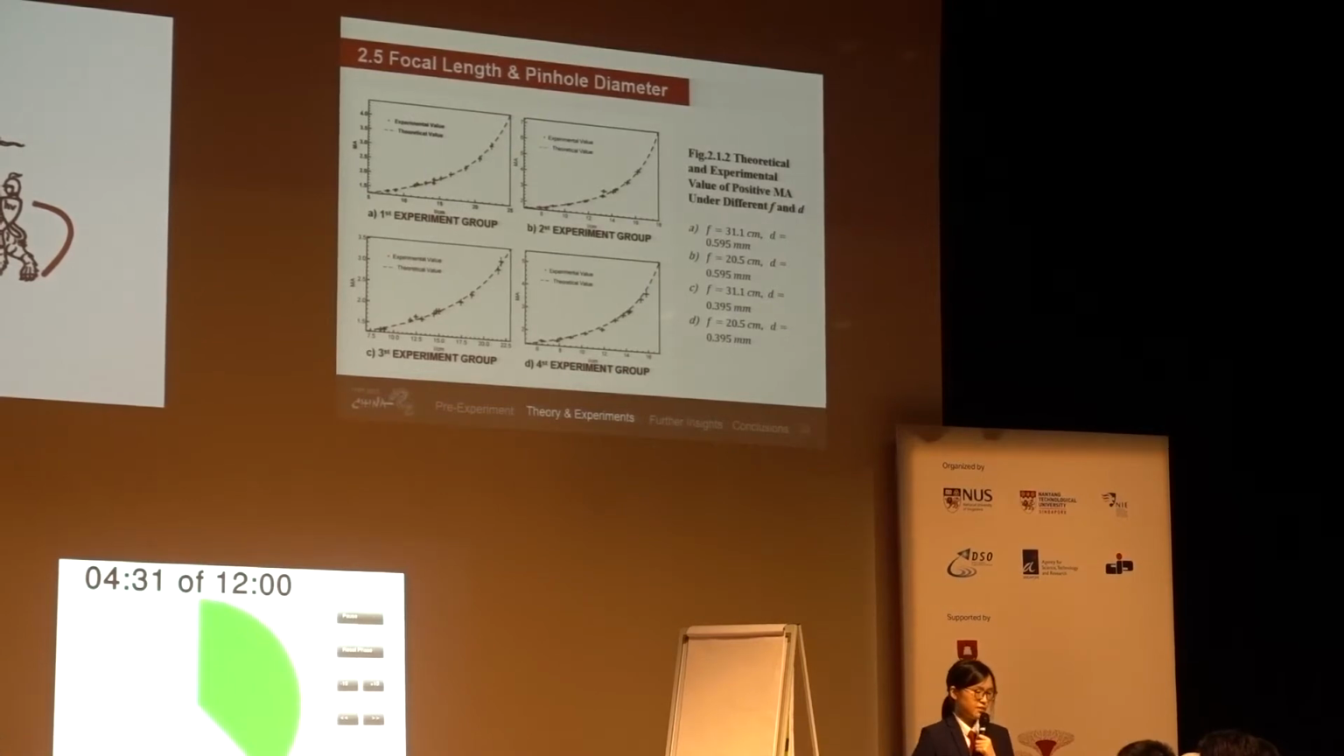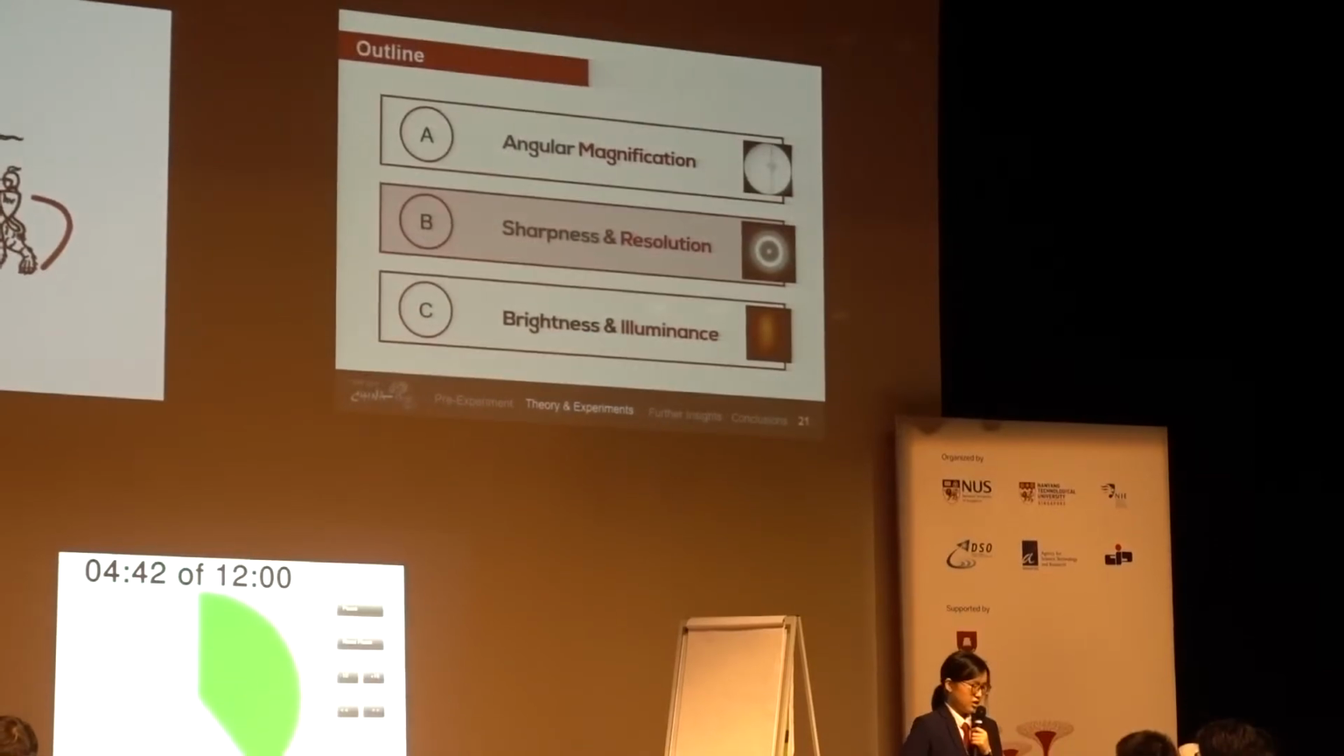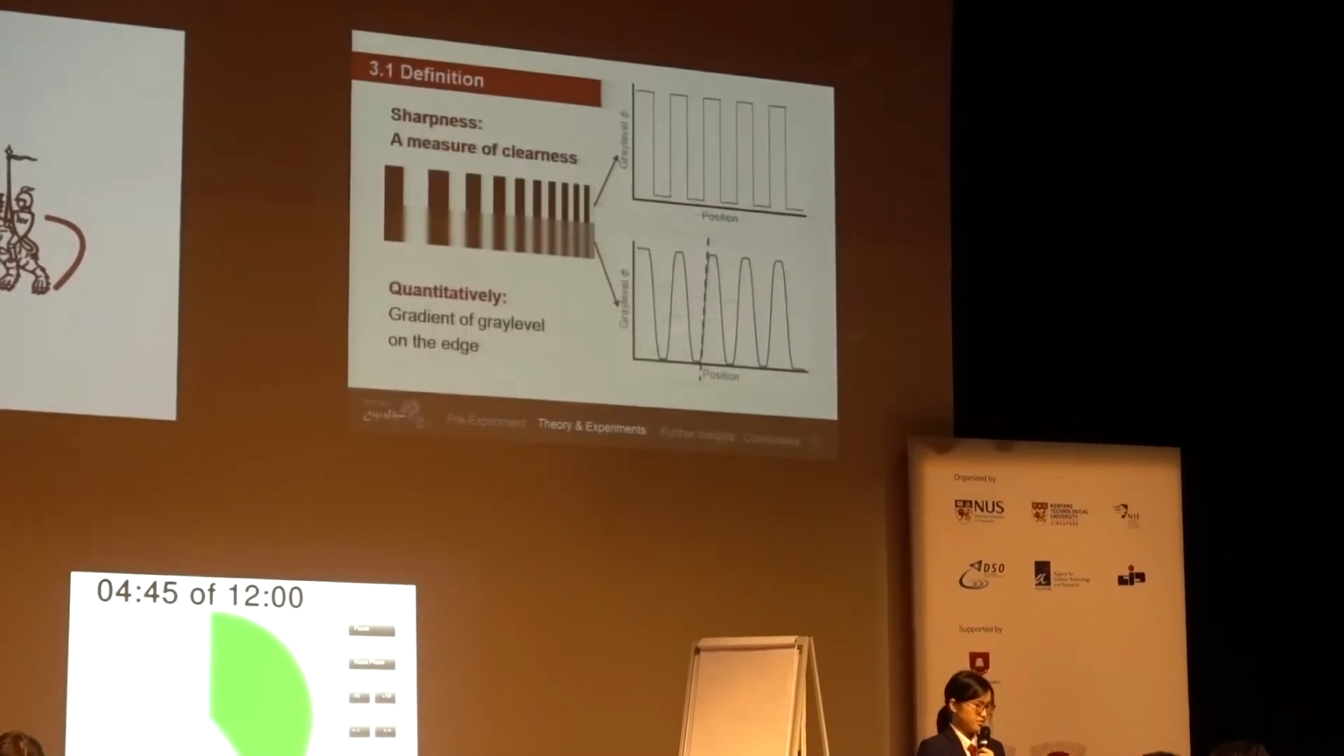We did another 3 sets of experiments, changing the diameter of the aperture and the focal length separately. The result is that as the focal length increases, the magnification decreases, and the pinhole diameter does not affect the magnification. So now let's move on to the sharpness and resolution.